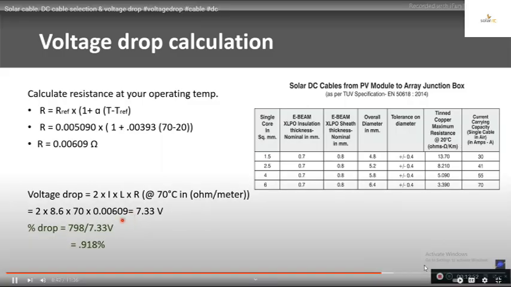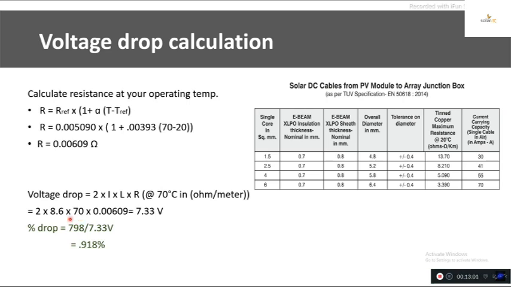So after putting these values, you need to put the length for one way. I mean, in DC there are 2 cables, positive and negative. I have already considered the 2 here, so you do not need to put the length for the negative terminal. Only put the length for one cable. So I get the voltage drop as 7.33 volts. The voltage of my string is 798 volts. So I will calculate the percentage voltage drop. That comes to be 0.918%. So it is well suited for my application, and I will go ahead with the 4 square mm cable.